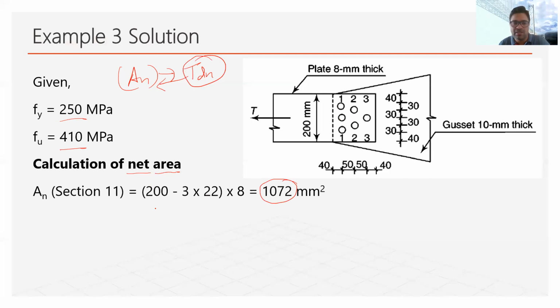We know this is B minus N into D naught. Well, this is 22. We are using a 20 mm dia of bolt, so for that, the hole dia will be 20 plus 2, which is 22 mm.